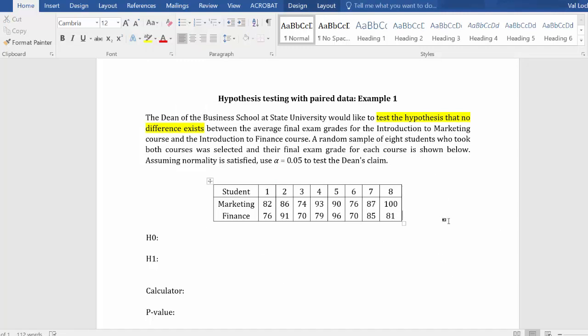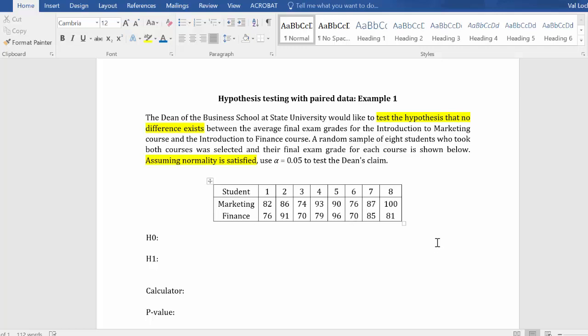So we have a sample of 8 students who took both classes and we have their final exam grades. The next thing that we need to note is that there's only 8 of them, but that is okay because normality is satisfied. So we can do inferential statistics with this sample. Let's take a look at the first student. The first student scored 82 in one course and 76 on the other. So there's definitely a difference here, right? He scored higher in marketing than in finance. The second student scored different as well, but he or she scored higher in the finance course.